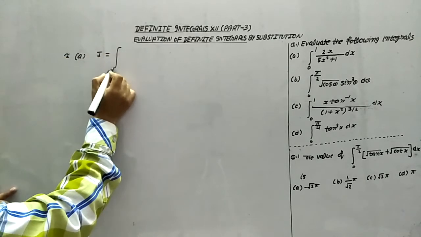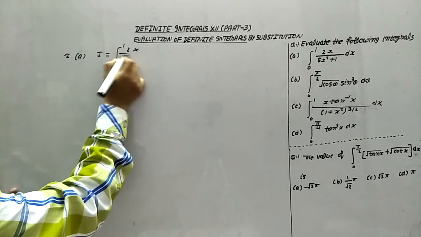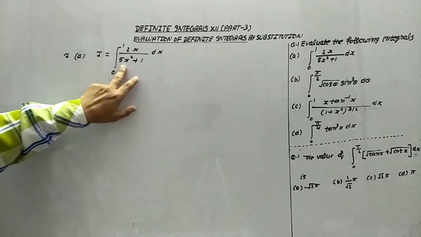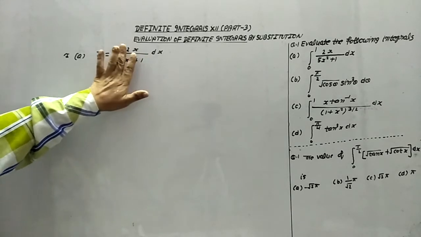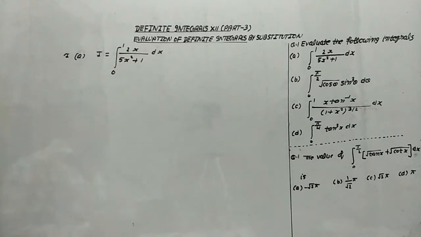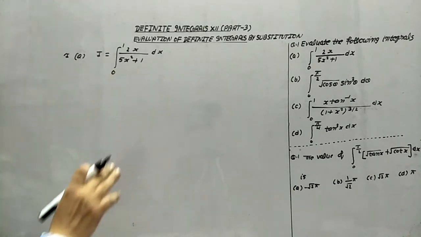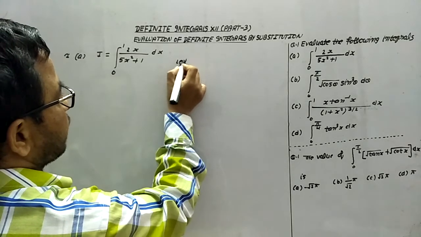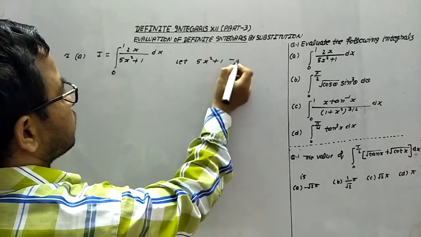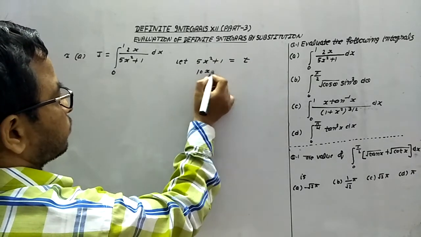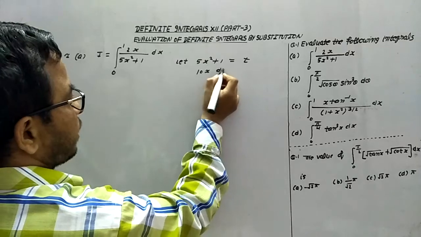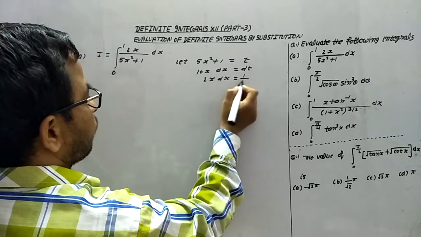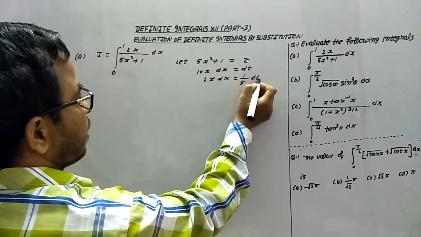We have to find the integration from 0 to 1 of 2x upon 5x square plus 1 dx. Here we are observing that if we consider this equal to t, then the numerator portion is formed, it means the upper part, and the remaining part is free of x. So first of all, let 5x square plus 1 equal t. It means 10x plus 0, so 10x dx is equal to dt. It means x dx is equal to 1 upon 5 dt, so 2x dx is equal to 1 upon 5 dt.